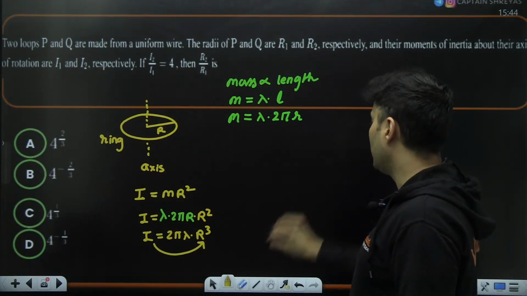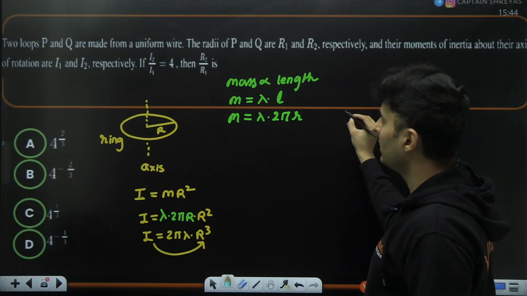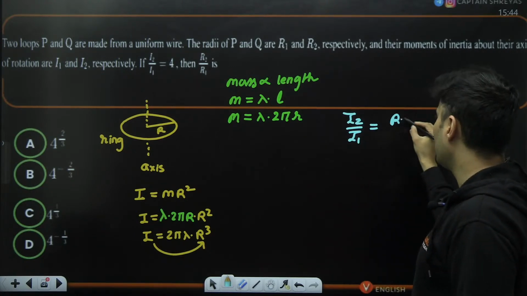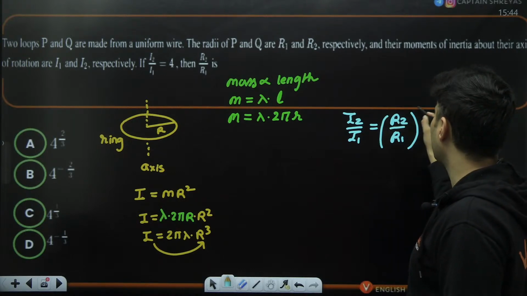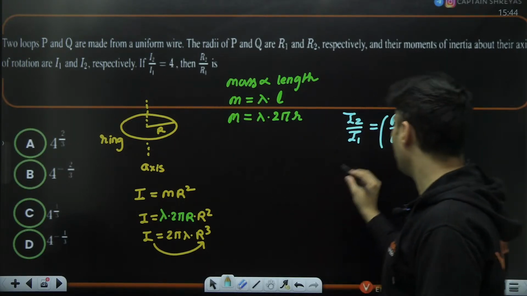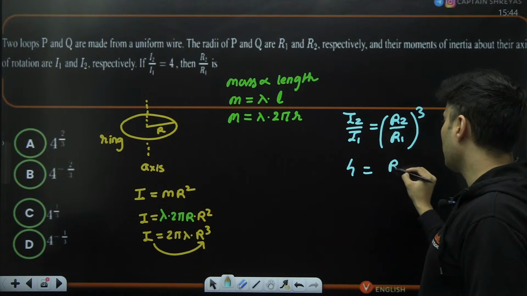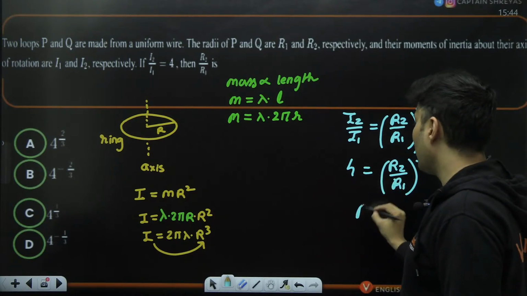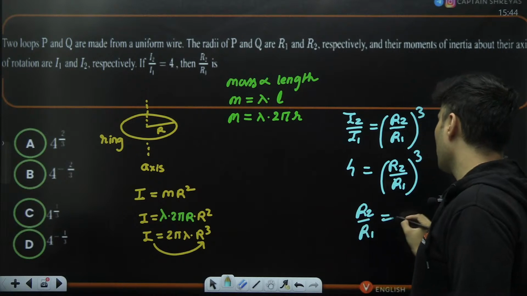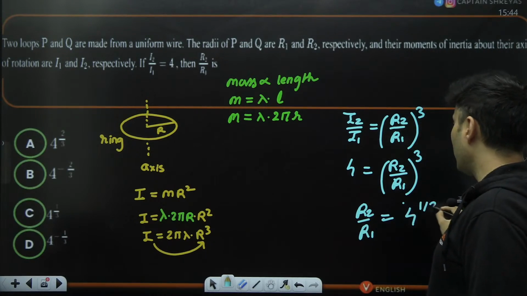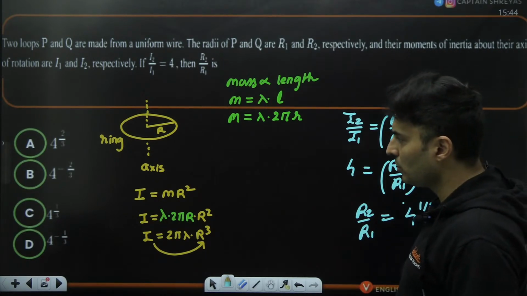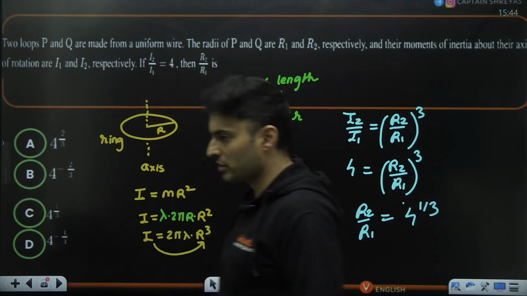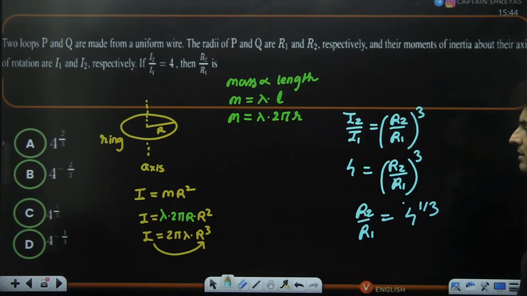So if I now do I2 by I1, it will be R2 by R1, the whole cube, but this ratio is given to be 4. So that is nothing but R2 by R1 raised to 3. Question is find R2 by R1. So R2 by R1 is 4 raised to 1 by 3. I can see it in option C, guys. Option C, 4 raised to 1 by 3. Perfect. Yes, that's the answer.